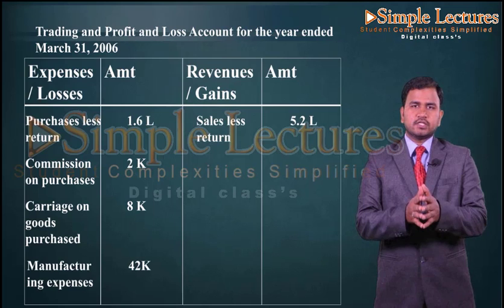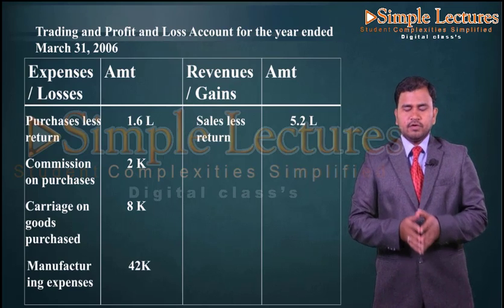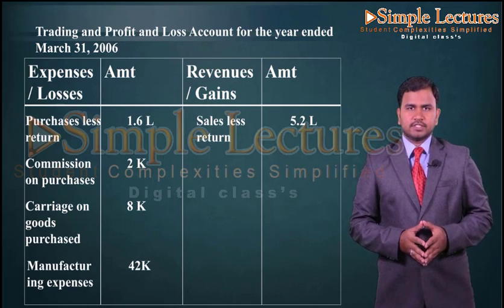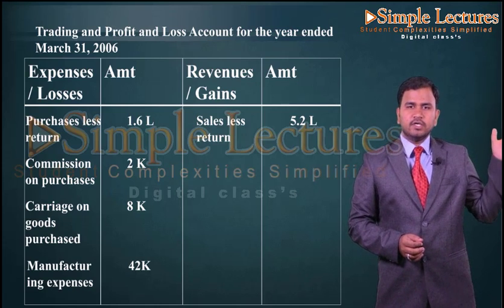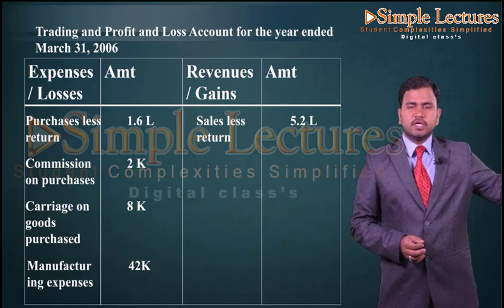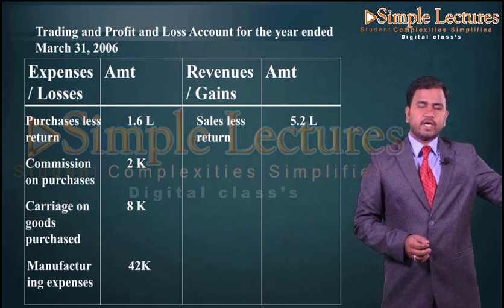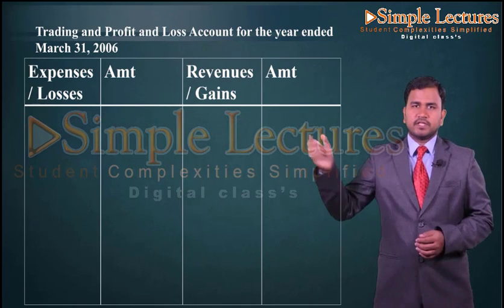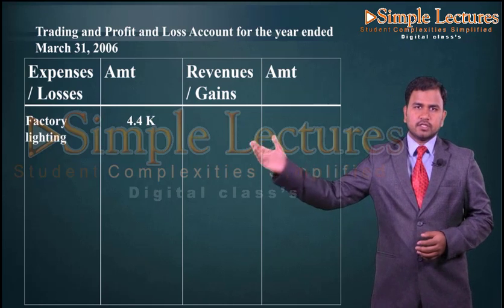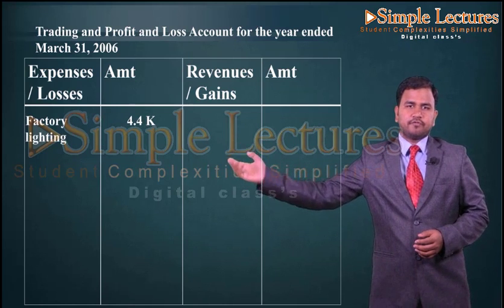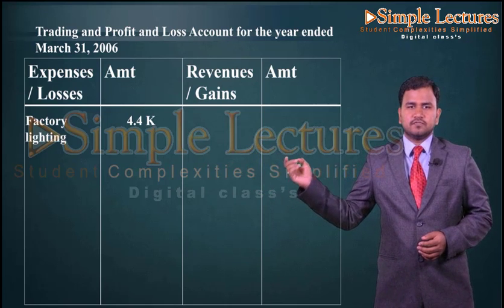Then we have sales less returns. So sales is nothing but the source of income, which we are going to record in the credit side, or in the revenues. So coming to the revenues, we are going to record sales less returns in the amount column 5,20,000. Then we have factory lighting, again a direct expense, in the expenses amount column, factory lighting 4,400.